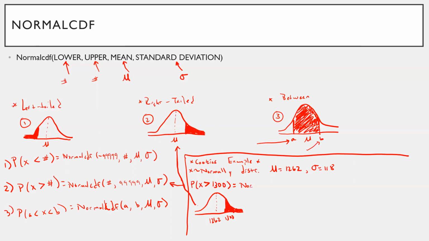So watch this. You're going to go normal CDF. And the first thing you do is say, all right, I need to input a lower number. Think of this as a number line. Do you notice how the first number you're interested in is 1300? Do you see that that's where the red shaded area starts?